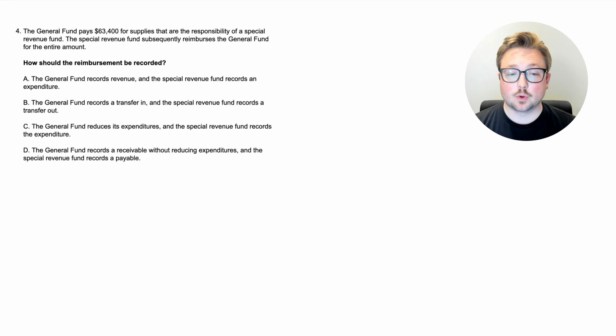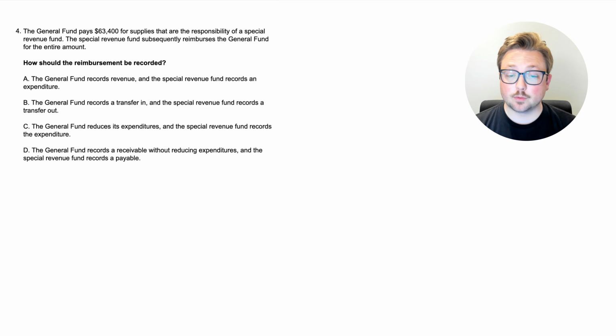All right, here we are at question 4. How should the reimbursement be recorded? Let's go up to the top. The general fund pays $63,400 for supplies that are the responsibility of a special revenue fund. The special revenue fund subsequently reimburses the general fund for the entire amount. So again, how is that reimbursement recorded?